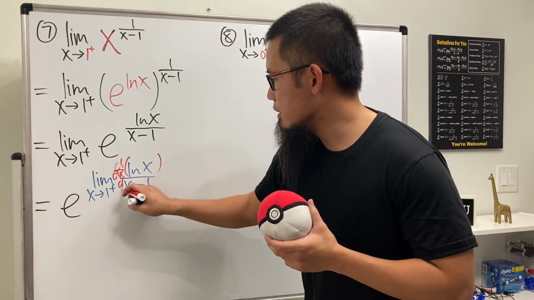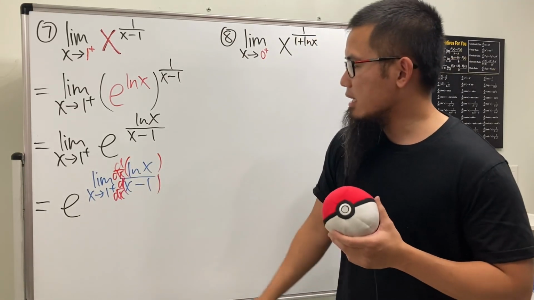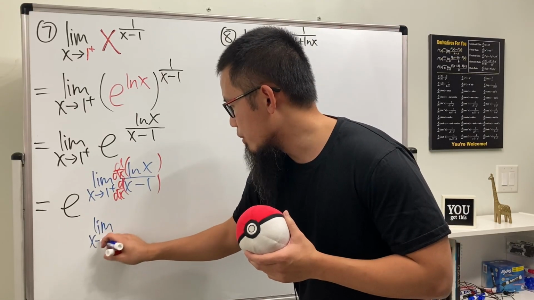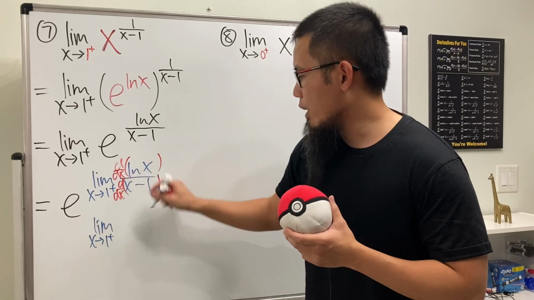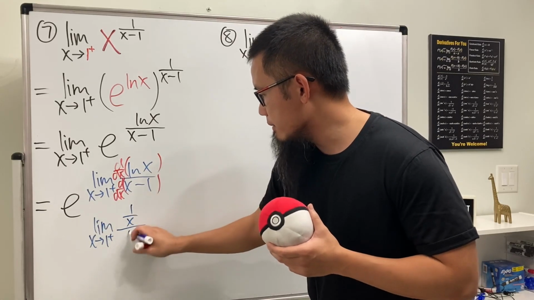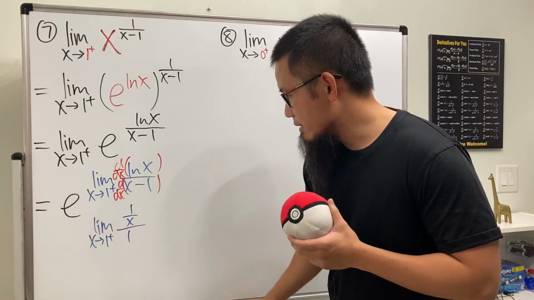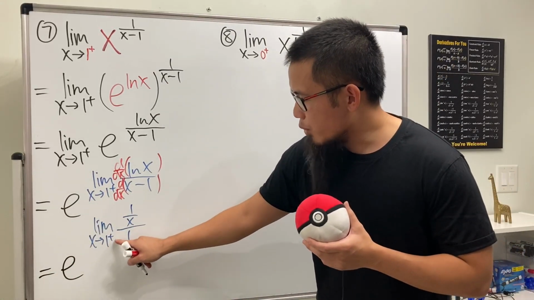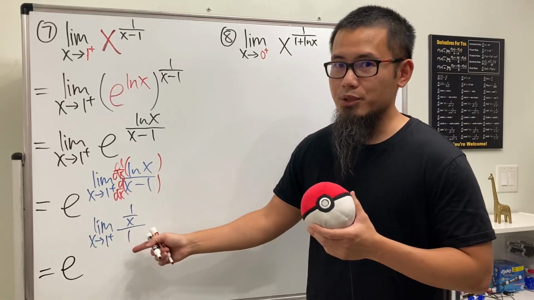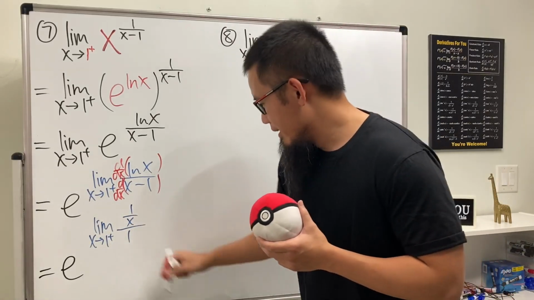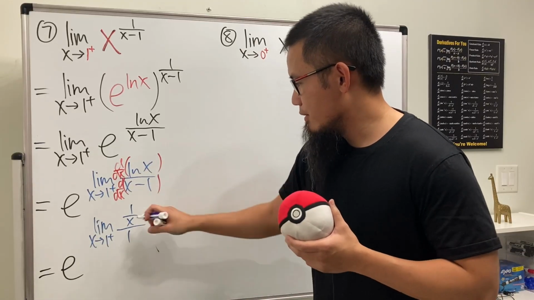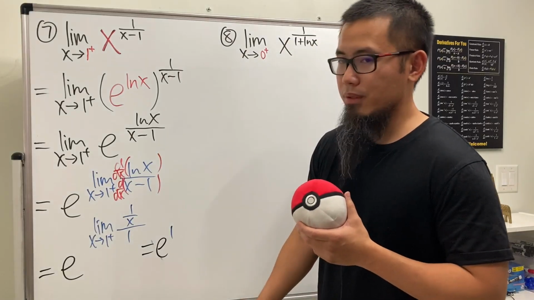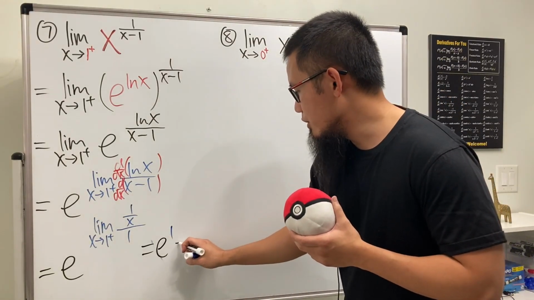For the blue part, we do L'Hopital's rule. So do this, do that, and you will see this right here. It's going to give us the limit as x approaches 1 plus, and we get 1 over x over 1, which is very nice. Alright, so let me just put e right here. But you see, when x is approaching 1 plus, we put it here. This part is just going to be 1. So the blue part is 1, right? And altogether, we'll just have e to the first power. And that's of course just e. So ladies and gentlemen, the answer is e.